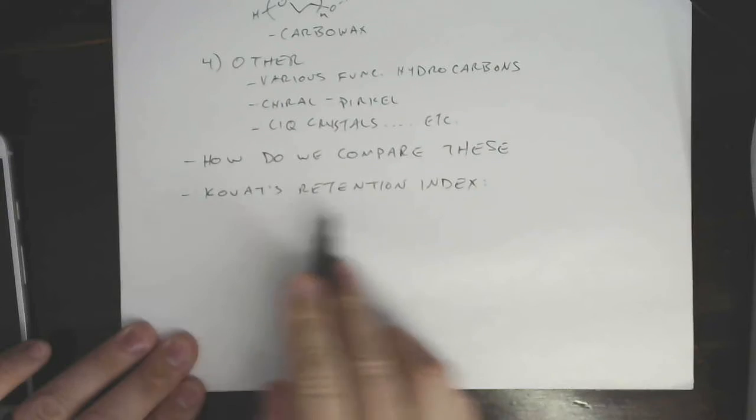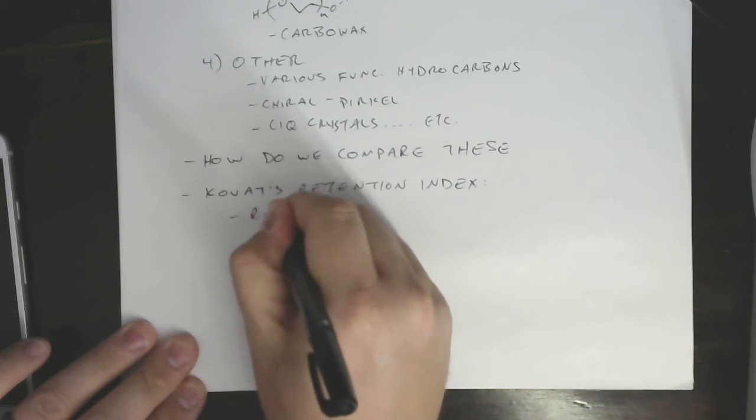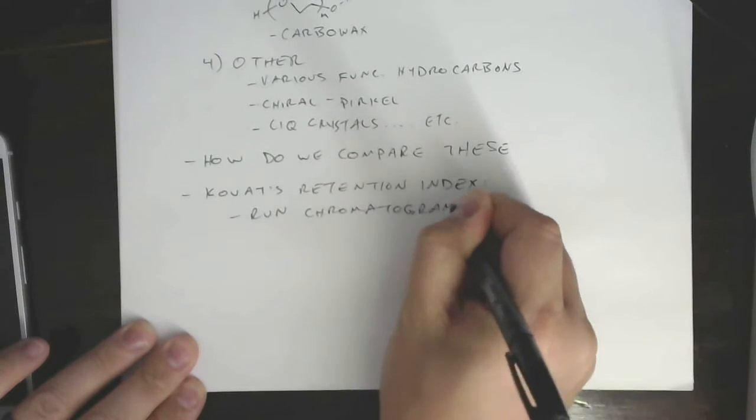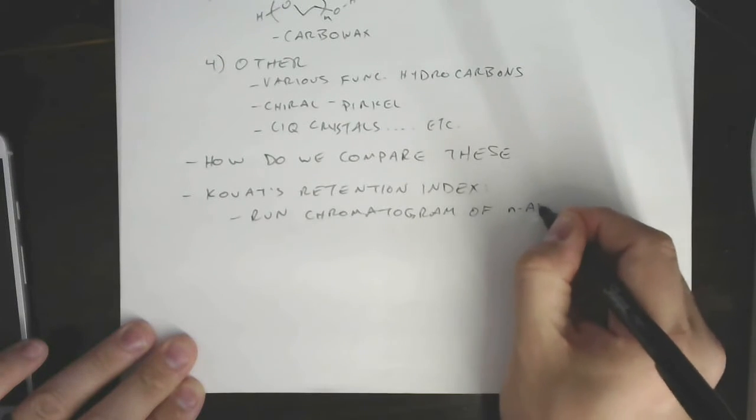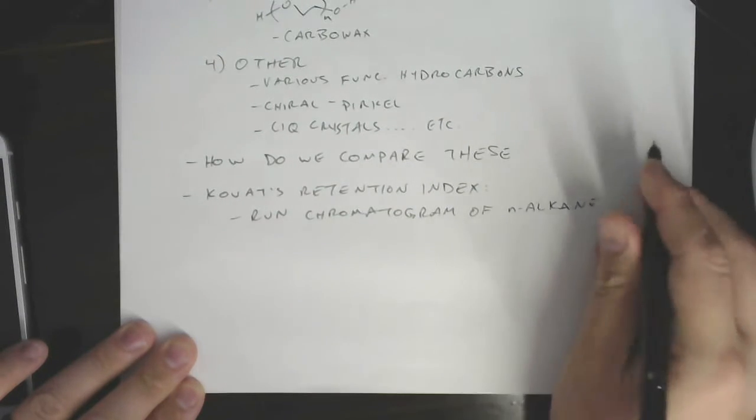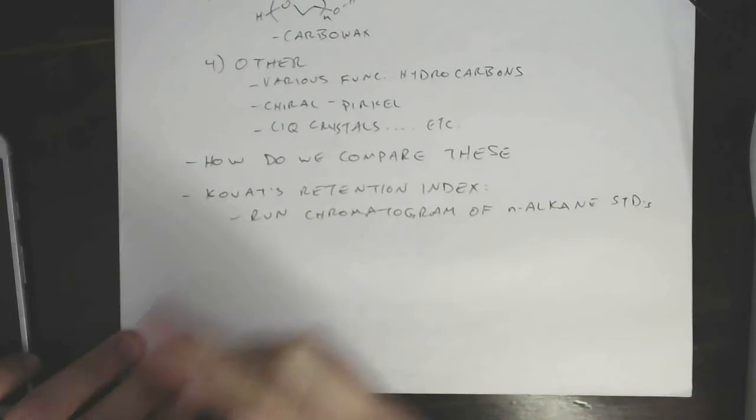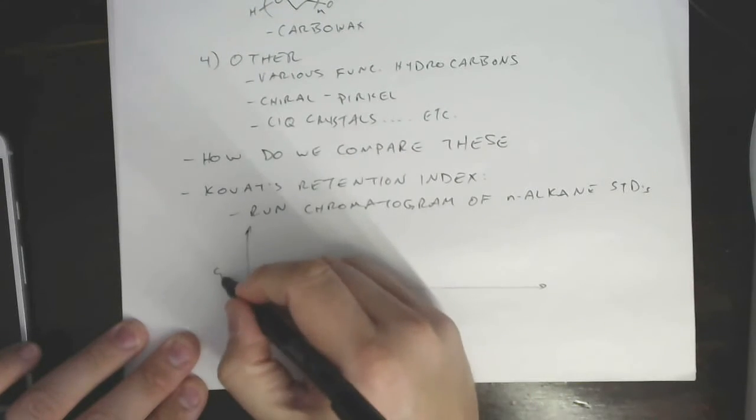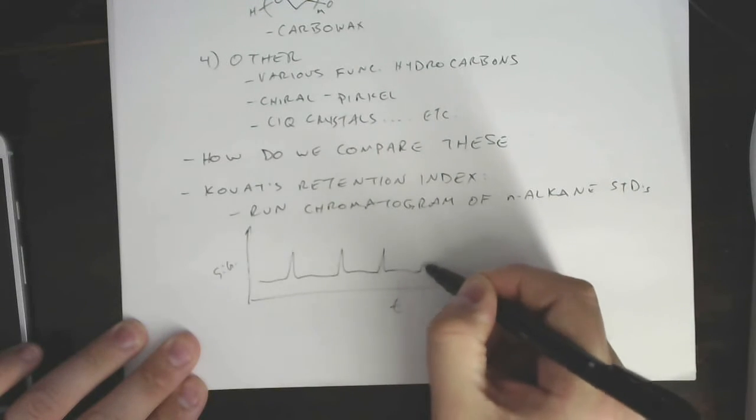So to get a Kovats retention index for a specific molecule being retained on a specific column, the first thing you do is you run a chromatogram of normal alkane standards. Okay, so we're going to get a chromatogram. It's going to look something like this. This is time, of course. This is signal. That's what chromatograms are. We're going to get these evenly spaced peaks.